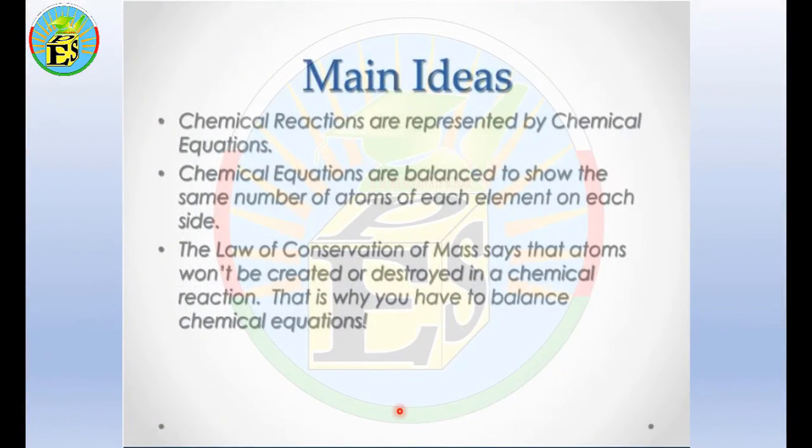Main idea: chemical reactions are represented by chemical equations. Chemical equations are balanced to show the same numbers of atoms of each element on each side. The law of conservation of mass says that atoms won't be created or destroyed in a chemical reaction. That is why you have to balance chemical equations. This is what we have learned in this part.